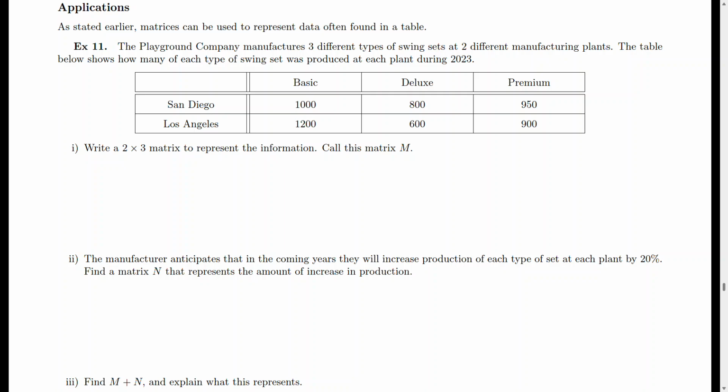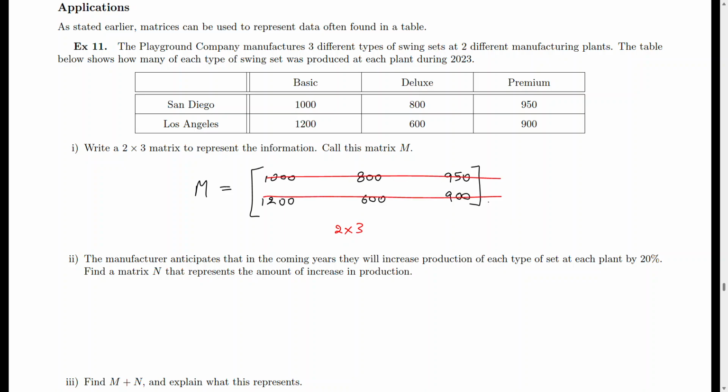So part 1 says write a 2 by 3 matrix to represent the information, and we're going to call this matrix M. So matrix M for this problem will be simply 1,000 followed by 800 followed by 950, and the second row is going to be 1,200 followed by 600 followed by 900. So that's my matrix M, and the size of this matrix is 2 by 3 because it contains 2 rows and 3 columns.